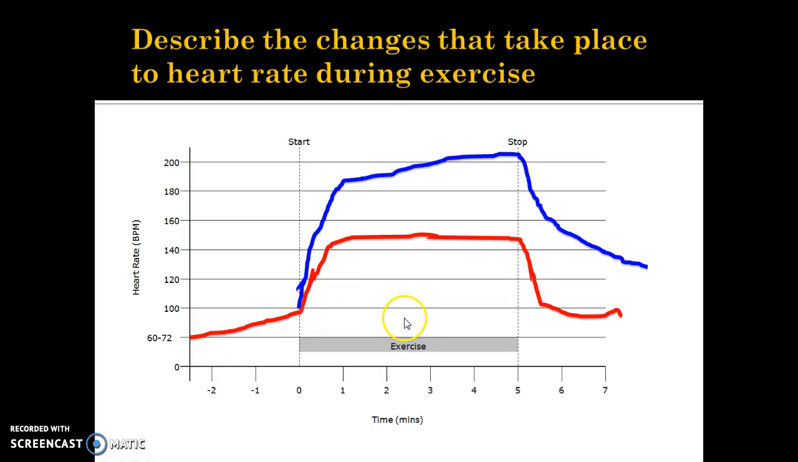We'll start off with submaximal then. Now the first thing you have to do when you're describing the changes that take place to heart rate during exercise, you have to give a resting value.